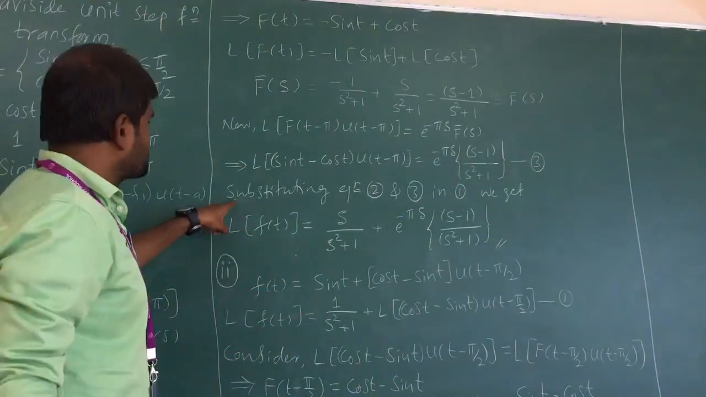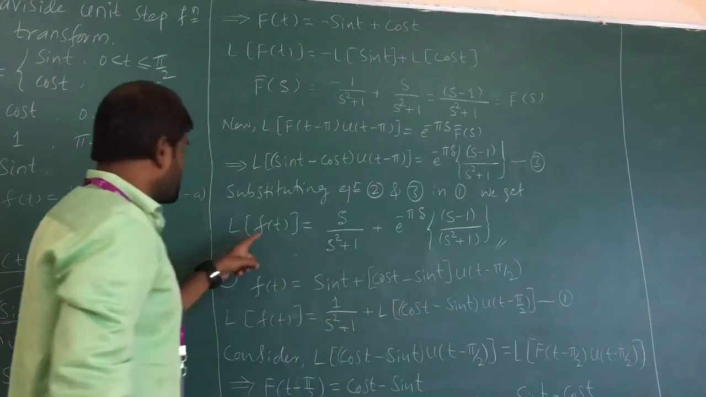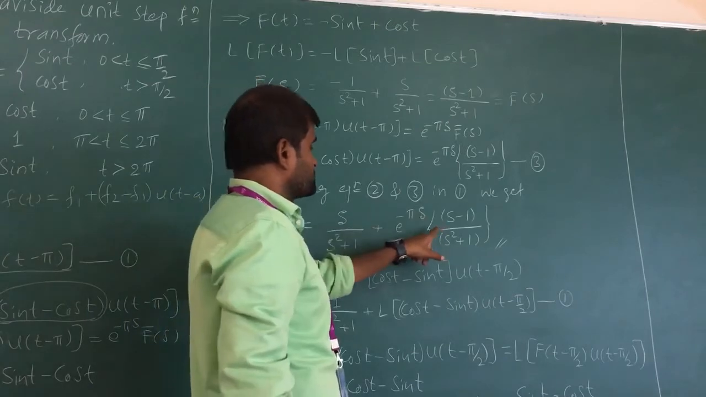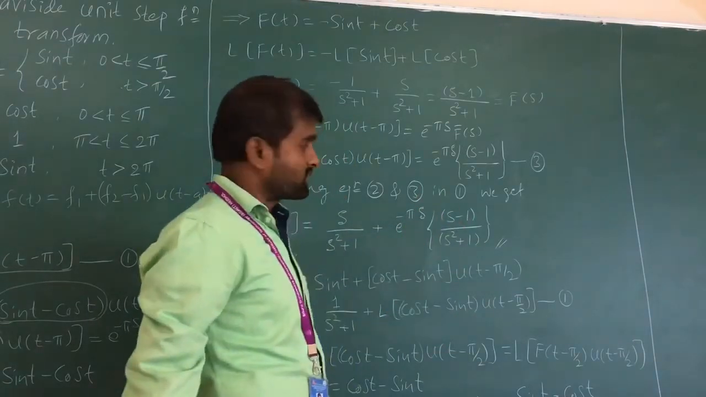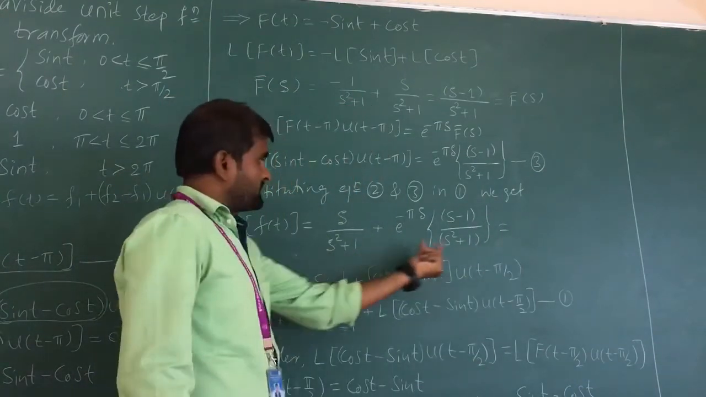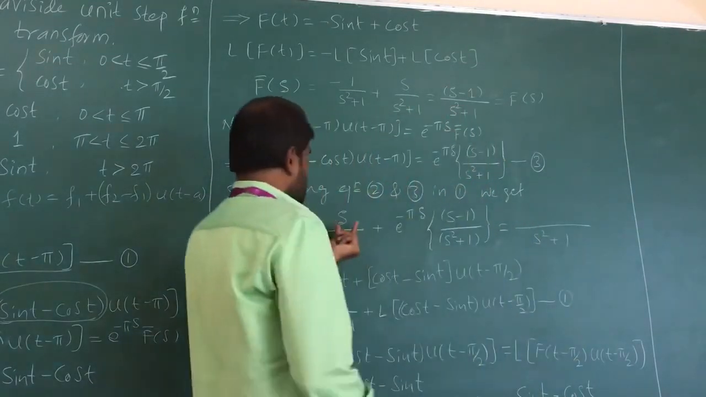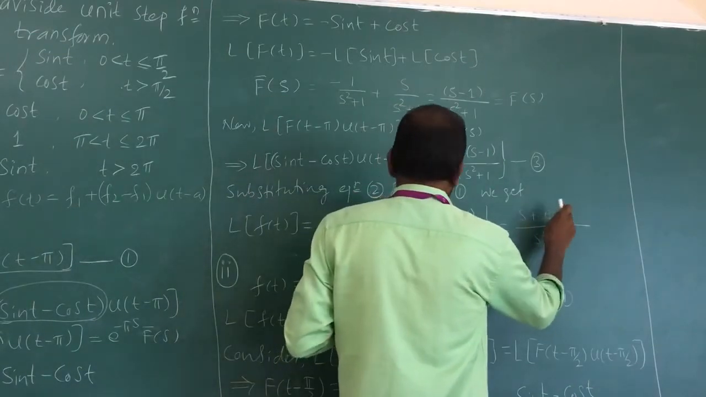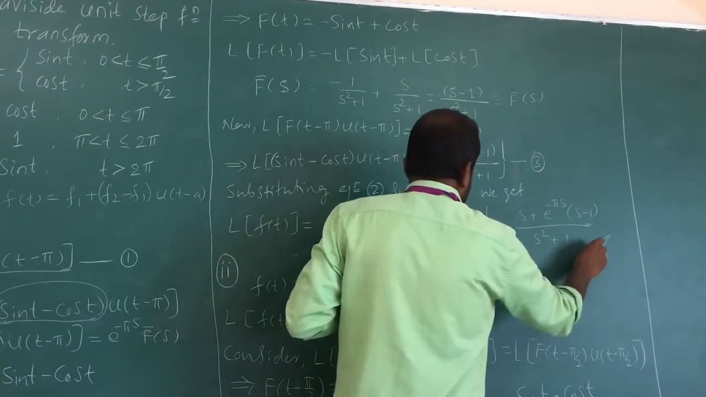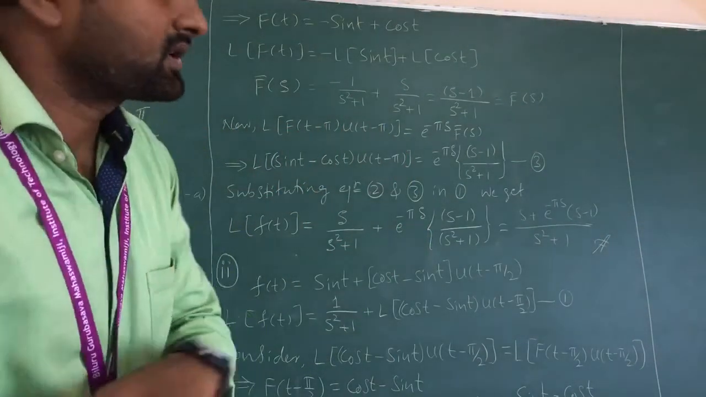Now substituting equations 2 and 3 in 1, we get L of f of t equal to s by s square plus 1 plus e raised to minus pi s into s minus 1 by s square plus 1. Or, with the same LCM, equivalently, s square plus 1 in the denominator, and s plus e raised to minus pi s into s minus 1. So this is the required result of the given discontinuous example, right?